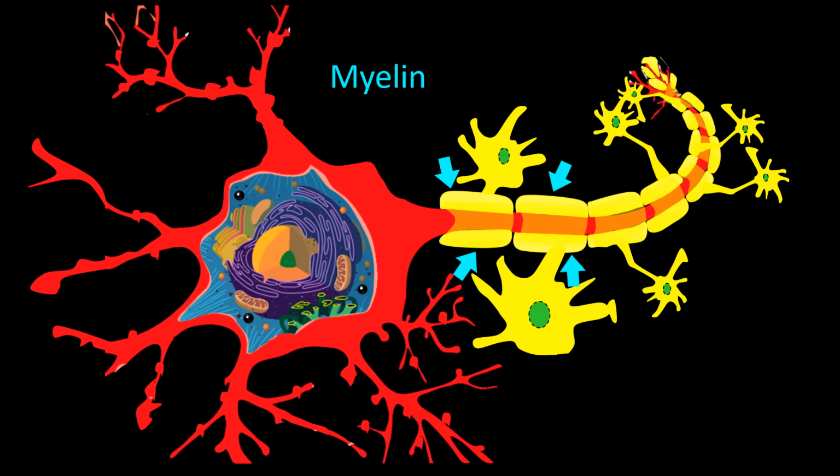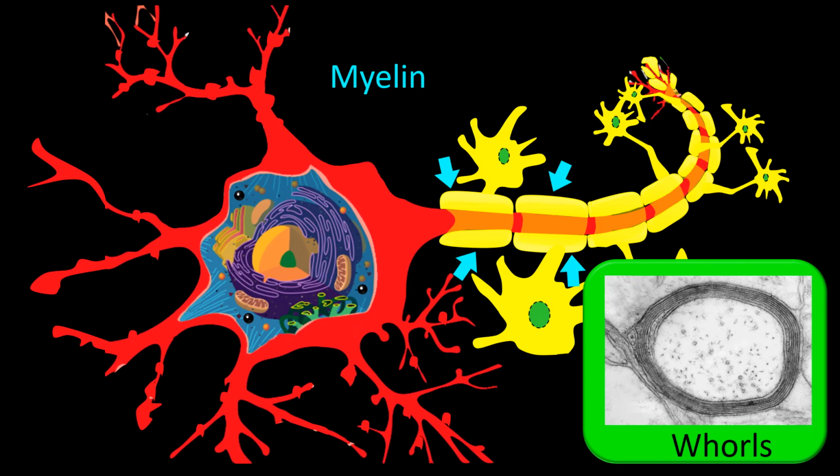Myelin is not a component of the neuron, but it is closely linked to it. In the central nervous system, myelin is produced by oligodendroglia cells. One oligodendroglia produces myelin for segments of axons of multiple neurons in the central nervous system. In the peripheral nervous system, myelin is produced by Schwann cells. One Schwann cell only wraps a segment of one axon.